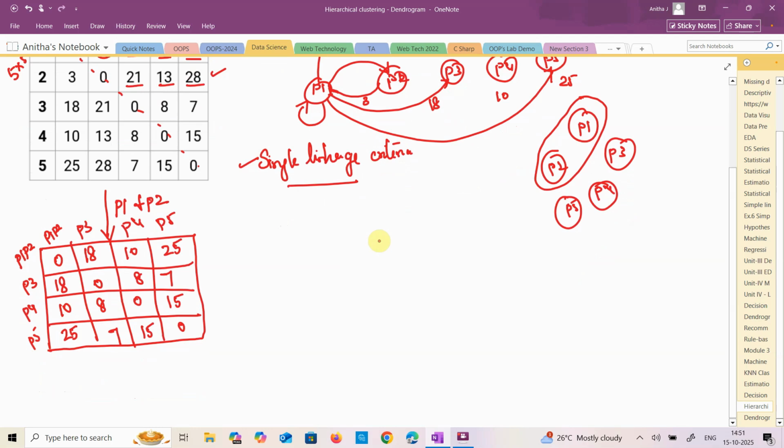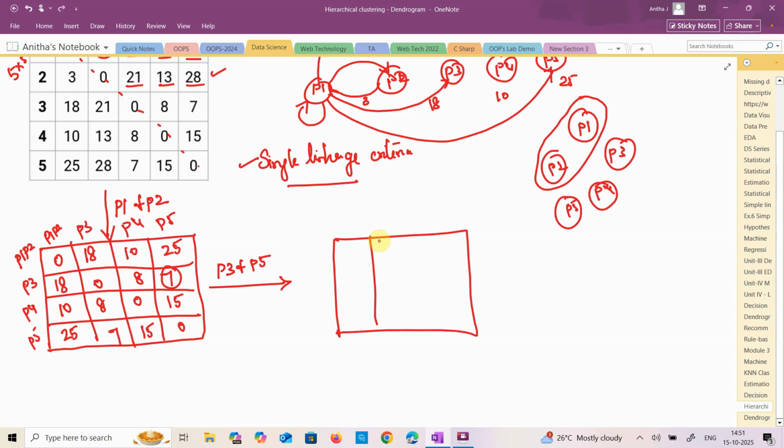So now we are moving to the next iteration. In the next iteration, we have to see which is the minimum to merge. When we go through the next iteration, the minimum is 7. So 7 means we need to merge P3 and P5. Now the matrix becomes reduced to a size of 3 cross 3.